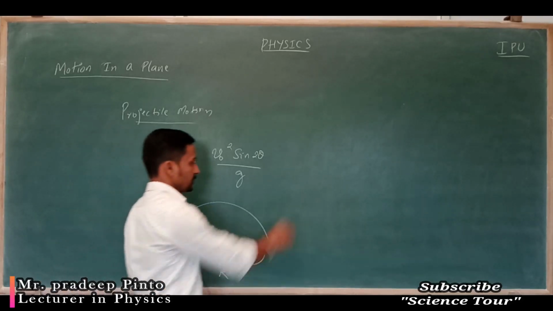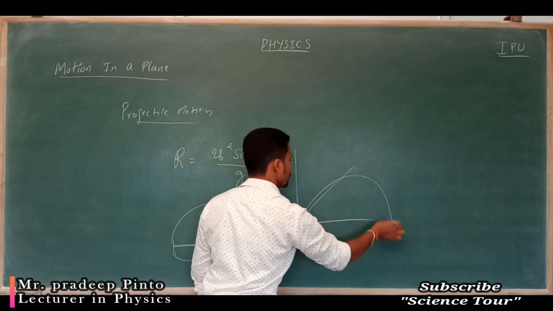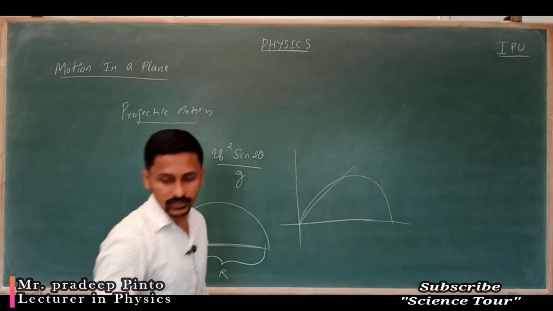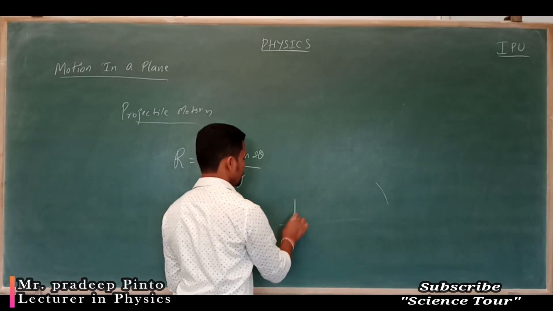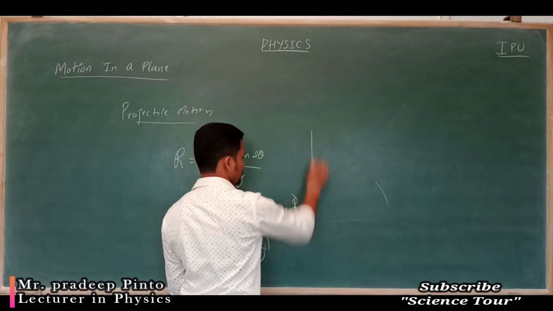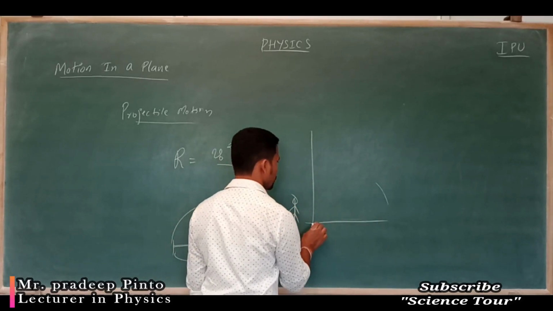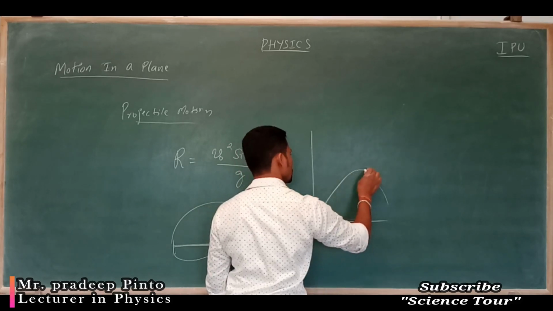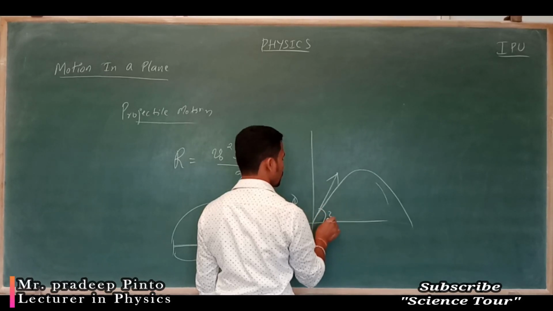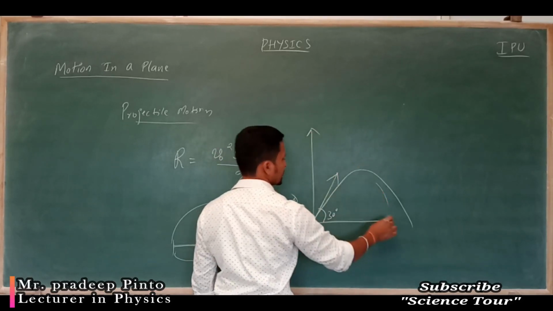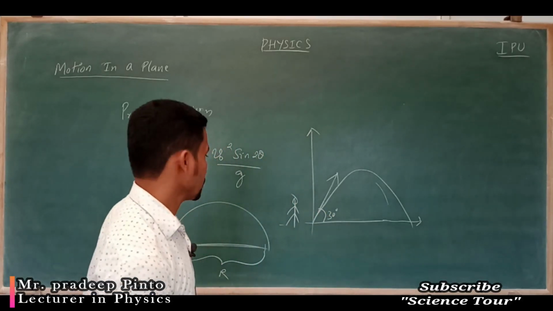Now actually what happens, you are going to throw the object in this way, it will move in this way, no? Say you are somewhere here. This is the x axis and this is the y axis. You throw the object, it moves in this way and comes back. Say for example, you throw it at an angle of 30 degrees with a certain velocity. The velocity will be the same.